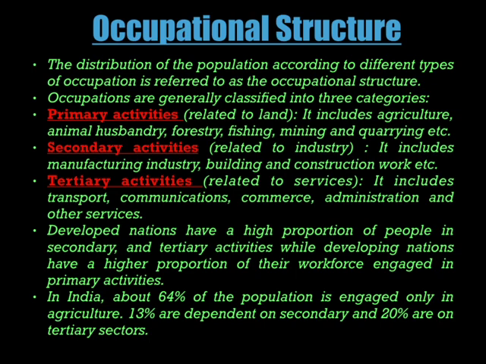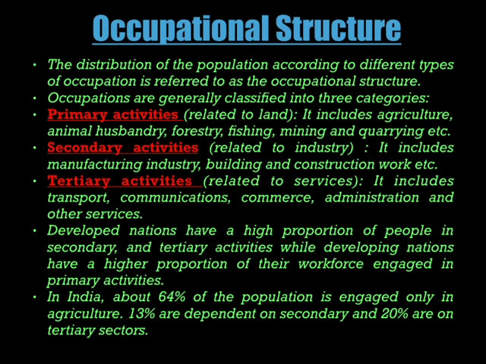The secondary activities, which are related to industry or manufacturing, include industry, building, and construction work, etc. The tertiary activity is generally related to services. It includes transport, communication, commerce, administration, and other services like call centers or IT companies. The developed nations have a high proportion of people in secondary and tertiary activities, while developing nations like India have a higher proportion of their workforce engaged in primary activities, mainly in agriculture.